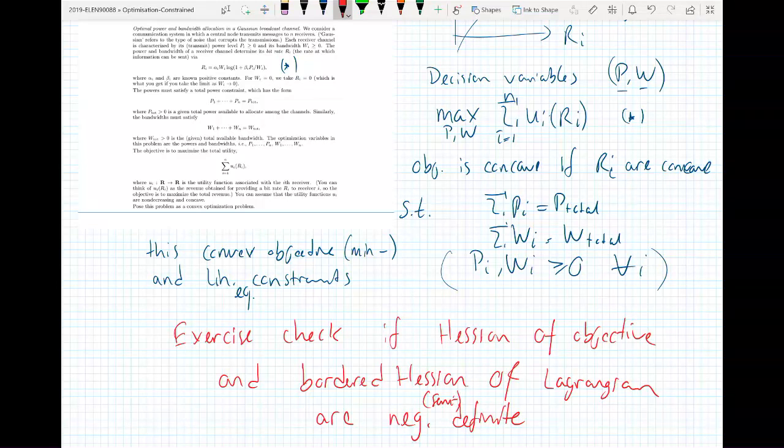Or actually, if that is not the case, you can find conditions for which that is the case. Check if, I said if, they should be, because otherwise it won't be a convex optimization problem, so they should be negative definite. Right?